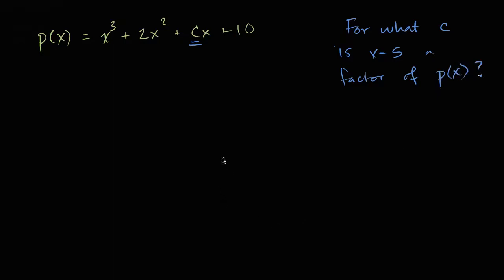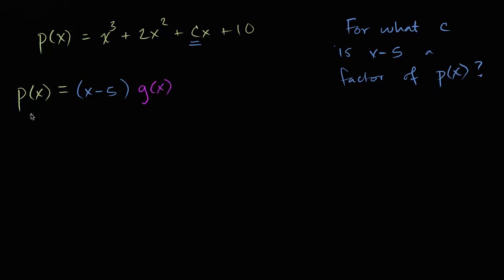All right, so I'm assuming you have attempted this. And we just have to realize, okay, if x minus 5 is a factor of p of x, that means you could write p of x as being equal to x minus 5 times some other polynomial. I don't know, let's just call it g of x maybe. G of x would be a second degree polynomial.